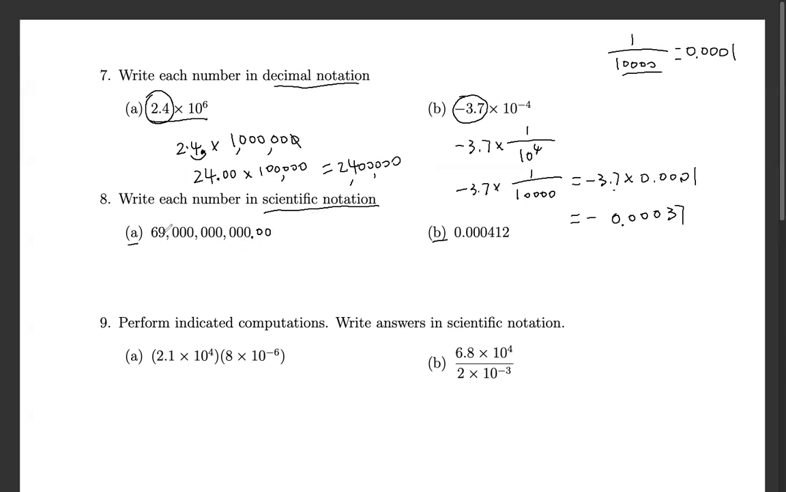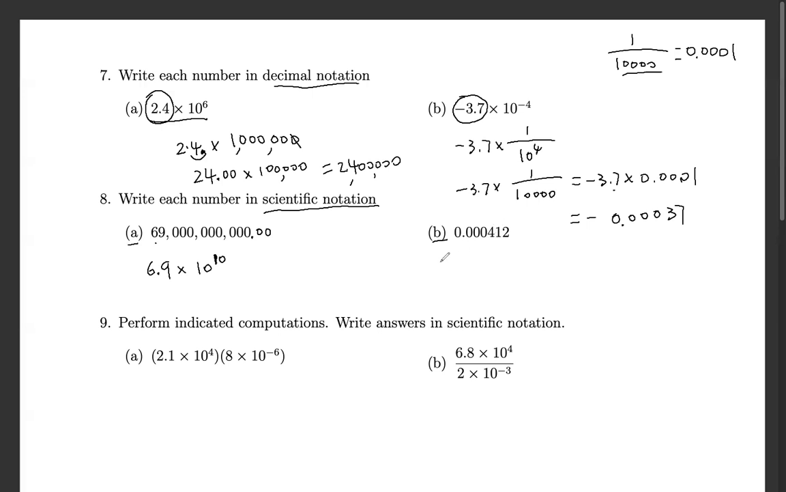So 69, we want to pick 6.9 because 6.9 is less than 10. Then multiply by 10 raised to a certain power. So we need to figure out this power. Well, we put the decimal point here, so we need to count from 9. So we have 9 zeros plus 1 place for 9. We have 10 places. So that's 10 raised to 10. So 6.9 multiplied by 10 raised to 10.